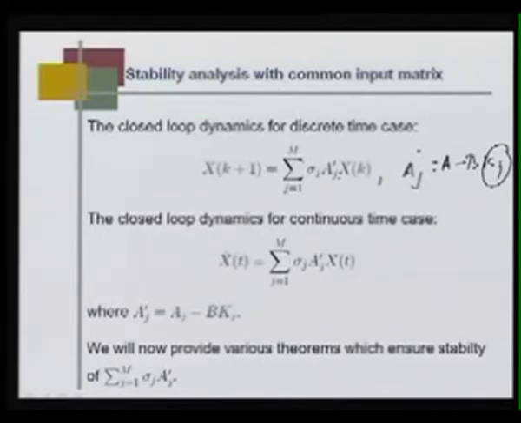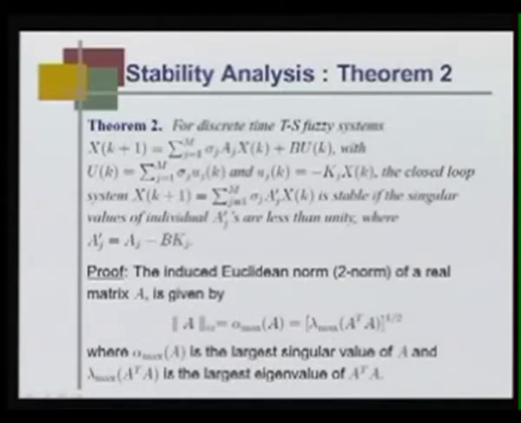Okay. So, that is, we would like to say, because now this can be written as A bar x(k), and this can be written as A bar x(t). So, if A_j' is stable, can I say A bar is stable? This is the theorem. Stability analysis, theorem 2: for the discrete time T-S fuzzy system x(k+1) with common input matrix, with u(k) given in terms of fuzzy blending of individual control actions, and the control action taken in such a way that the individual subsystems are stable, then the closed loop system x(k+1) is stable if the singular values of the individual A_j' are less than unity, where A_j' is A_j minus B K_j.